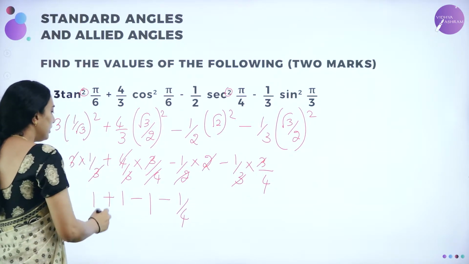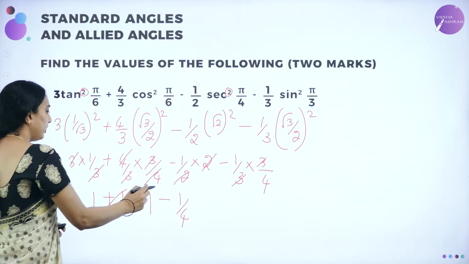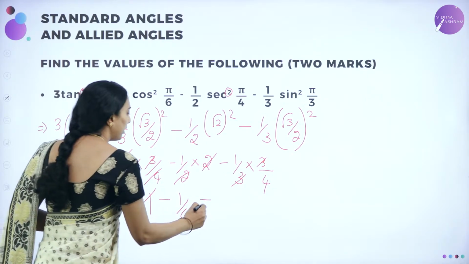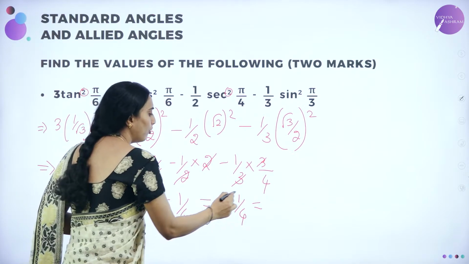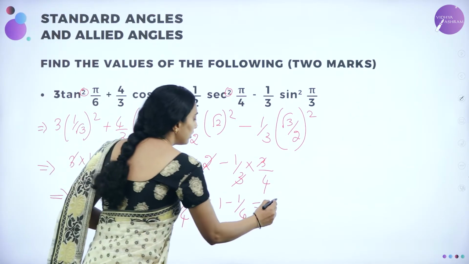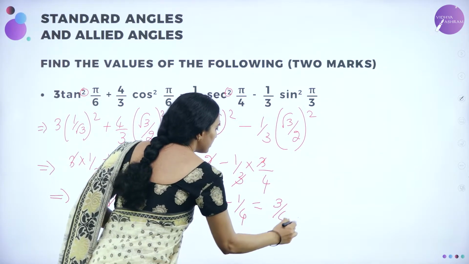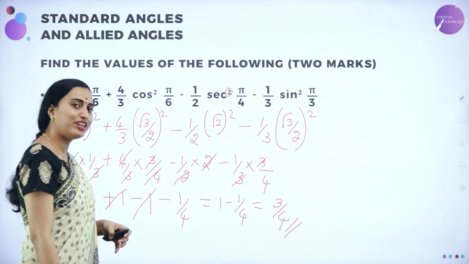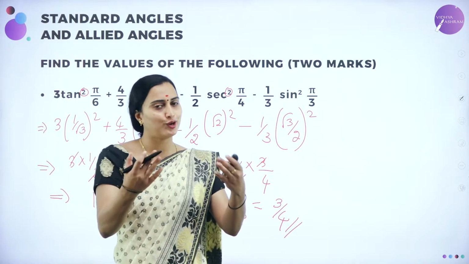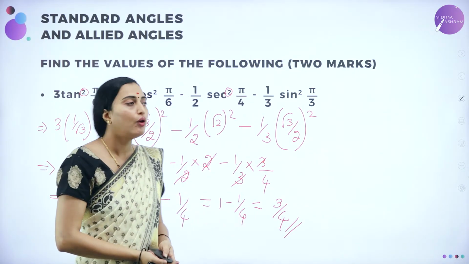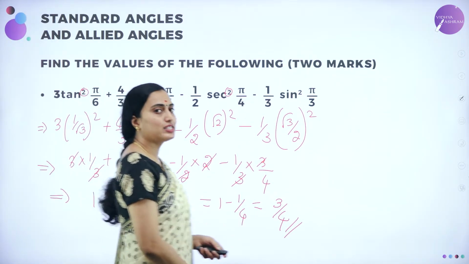So therefore here plus 1 minus 1 will get cancelled. 1 minus 1 by 4, which will be 4 ones are 4, 4 minus 1 is 3. 3 by 4 is your answer. That's it, dears. How easy it is to solve if you remember the values of the trigonometric functions, isn't it? We'll move on to the next question, dears.